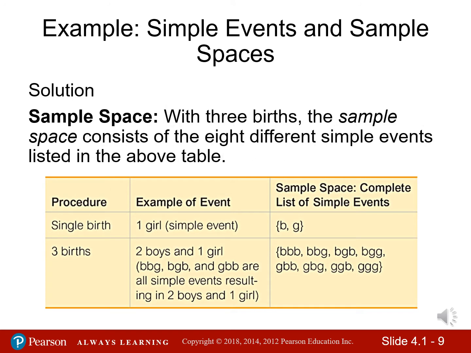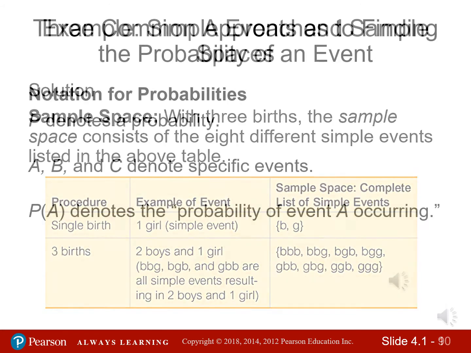With 3 births, our sample space consists of 8 different simple events listed in the table. We could have 3 boys, 2 boys followed by a girl, a boy, a girl, a boy, a girl followed by 2 boys, or finally we could have 3 girls.